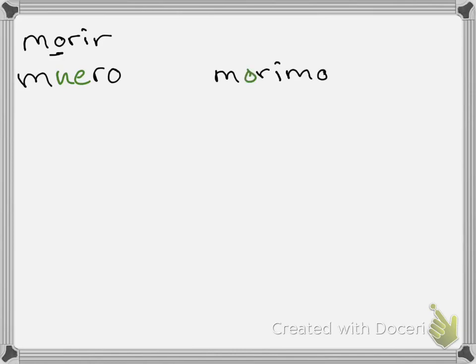Other similar verbs are morir. We have Dia de los Muertos coming up, right? Morir. This O is going to change. Me muero de hambre. I'm dying of hunger. But nosotros morimos. Todos morimos. We will all die. I know. So positive thinking.